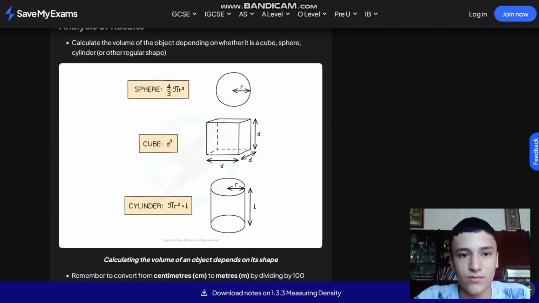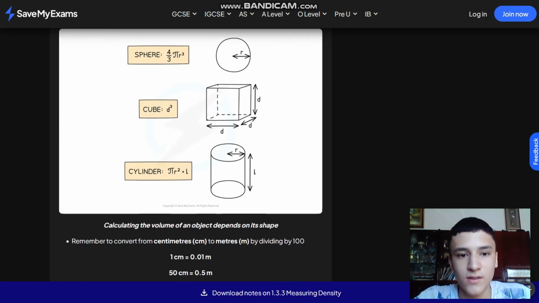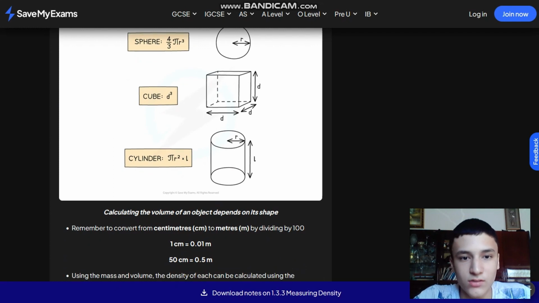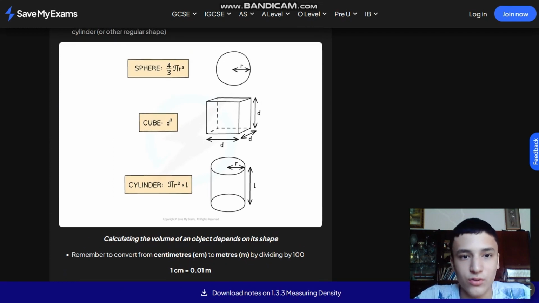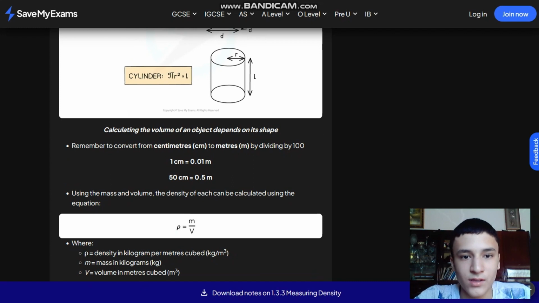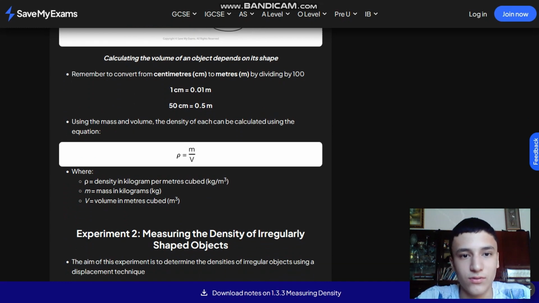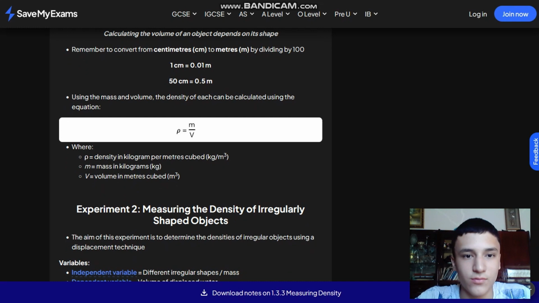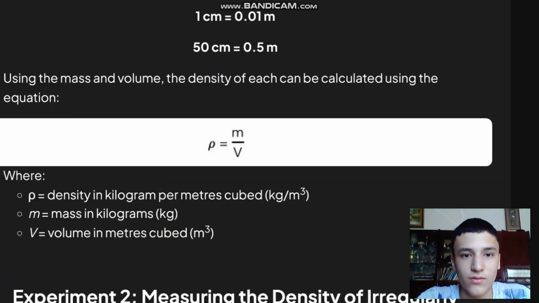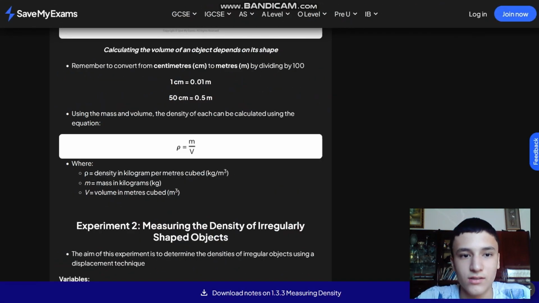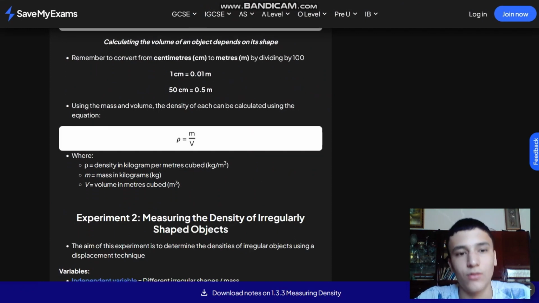These are the formulas that we learned in the last lesson, for calculating the volume of each object: sphere, cube, and cylinder. This might help you while converting from centimeters to meters. 1 centimeter is 0.01 meters. So 50 centimeters is 0.5 meters. And this was our formula to calculate density: mass over volume.